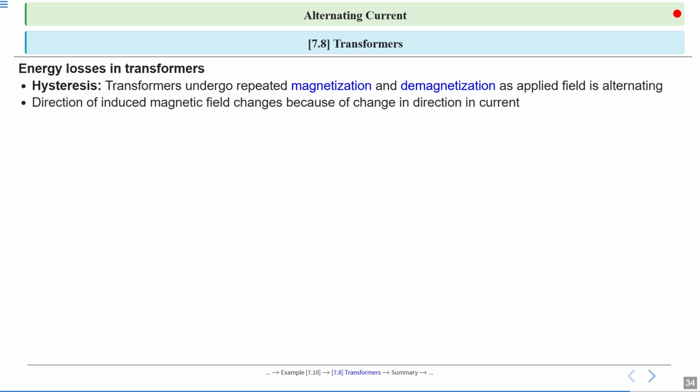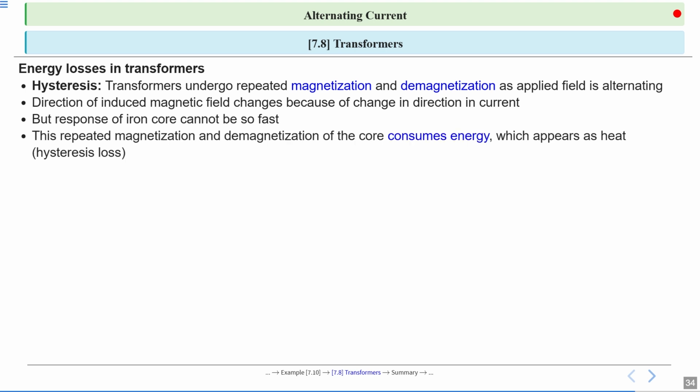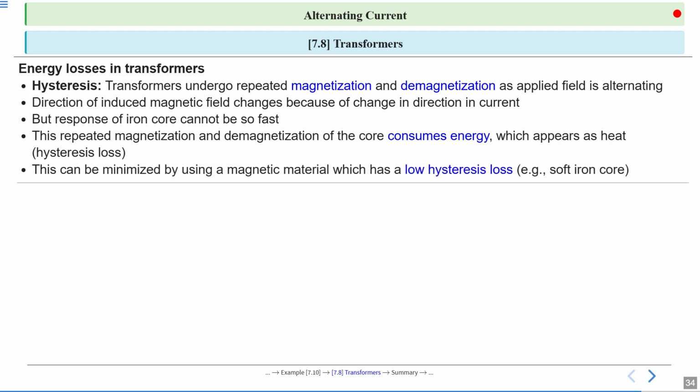The direction of the induced magnetic field changes because of the change in direction of current, but the response of the iron core cannot be so fast. This repeated magnetization and demagnetization of the core consumes energy, which appears as heat, and this energy loss is called hysteresis loss. It can be minimized by using a magnetic material which has low hysteresis loss, which is soft iron core.